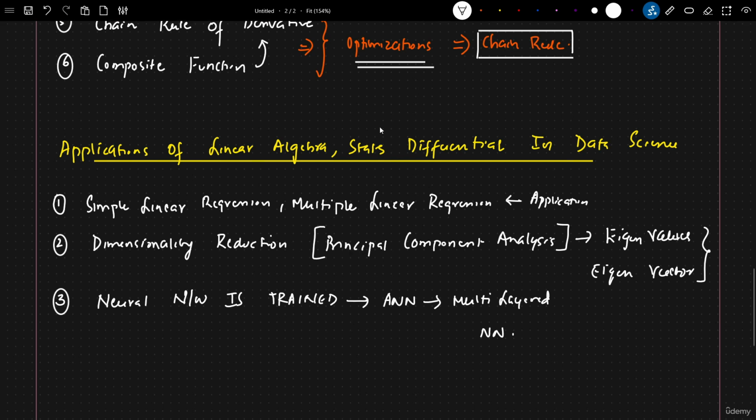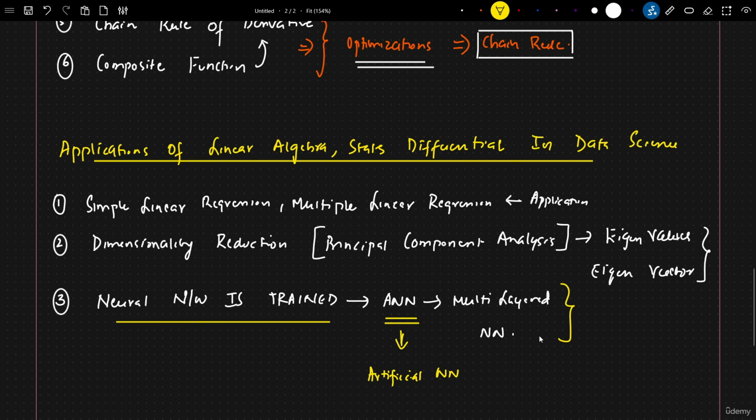And coming to the final one, we'll also be covering one amazing neural network, and we'll understand how a neural network is trained. We will be talking about something called an artificial neural network, right? Artificial neural network. And this is nothing but a multi-layered neural network.